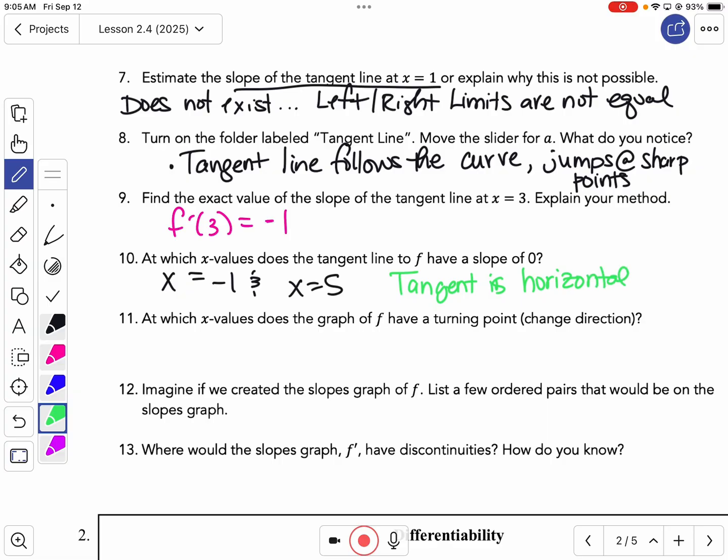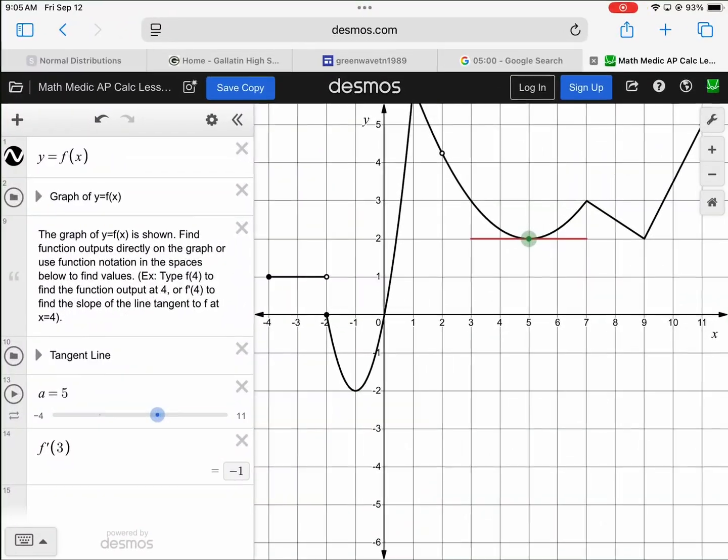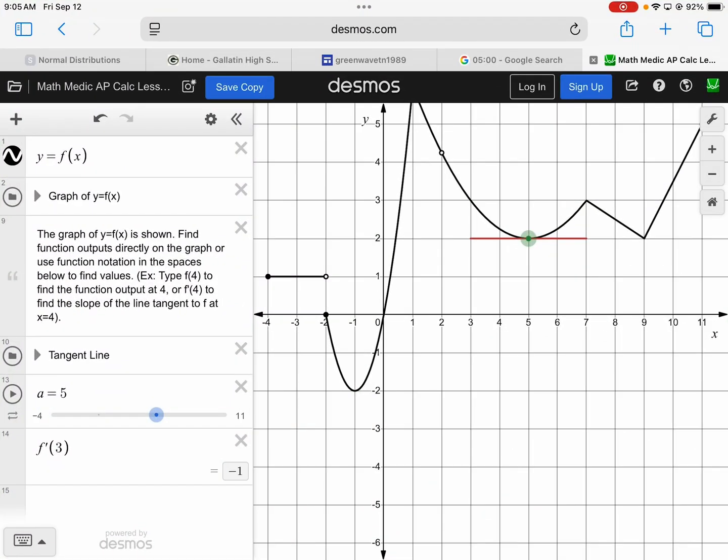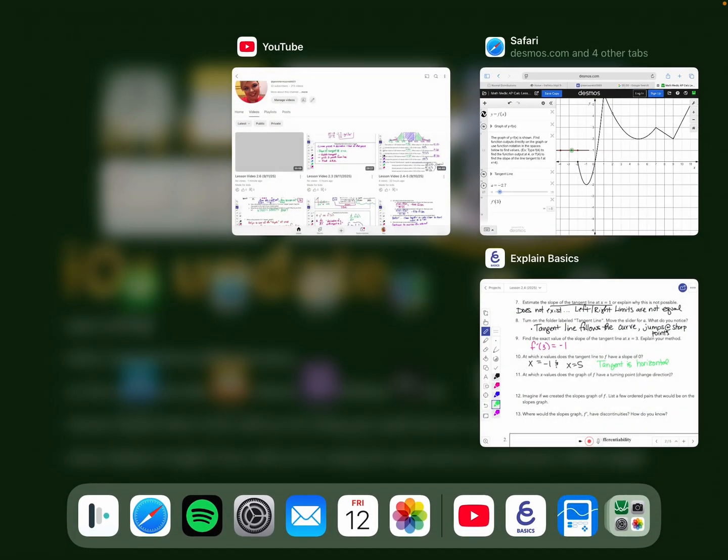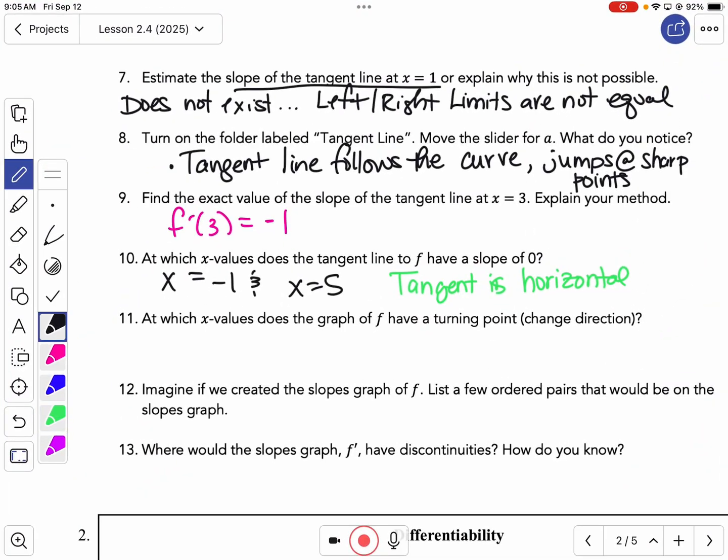Yes, and why is that? Yep, because it's a constant. It already has a constant, right? And so if we push it back over there, that whole line was already horizontal, so it too would have that. Yeah, good recognition there. And then we would say when x is between what, negative 4? It wasn't negative 2? Yes. Okay, so at which x values does the graph have a turning point?